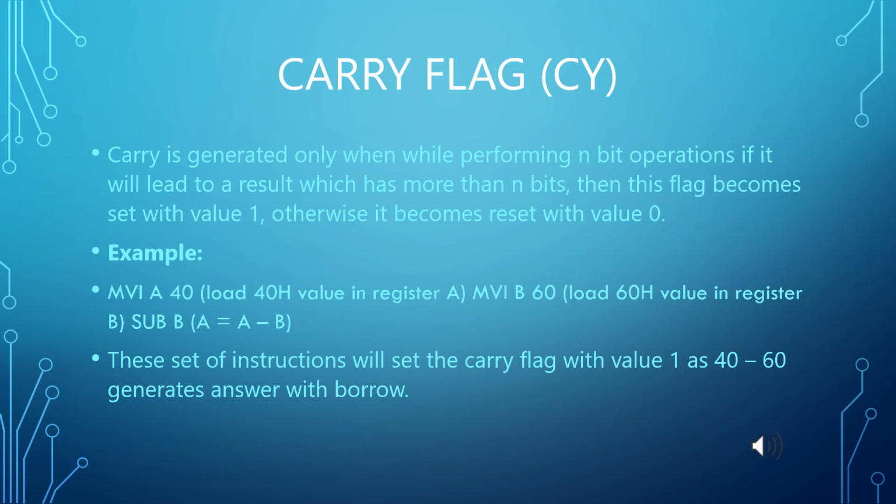Carry flag. Carry is generated while performing n-bit operations if it leads to a result which has more than n bits. Then this flag becomes set with value 1, otherwise it becomes reset with value 0. Example: MVI A, 40. Now load the 40H value in register A. MVI B, 60. Now load the 60H value in register B. SUB B, A equals A minus B. This set of instructions will set the carry flag with value 1, as 40 minus 60 generates an answer with a borrow.